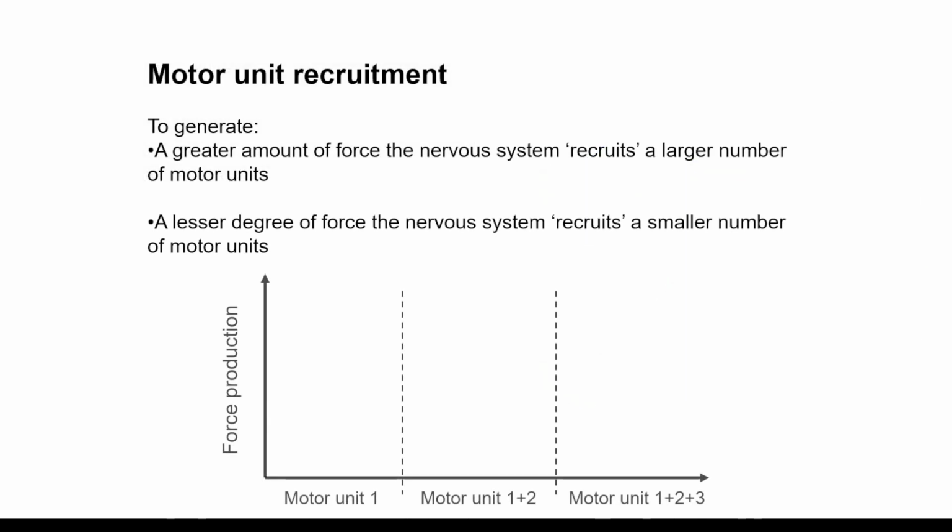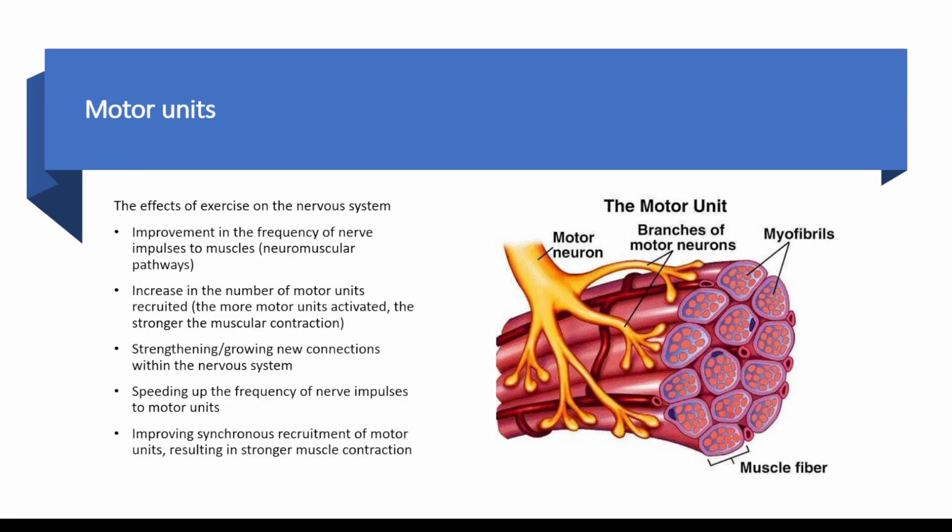So to give you a visual representation, something that's not that heavy, you might need 1 motor unit. You know that what's in front of you now is a little bit heavier. We're going to need maybe 2. Even heavier, we're going to need 3. So that is what your motor unit recruitment is.